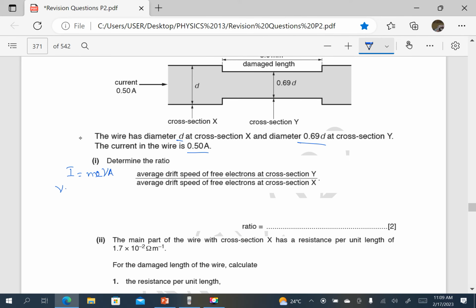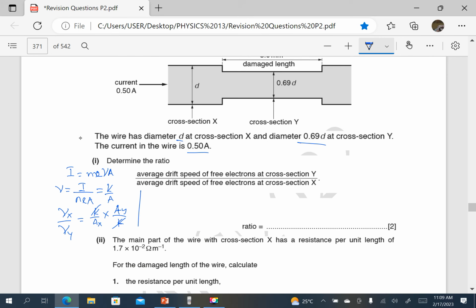That means V is going to be equal to I divided by nEA. Because they're in series, the current is the same. Because n is the same and e is the same, we shall simply say V is equal to a constant divided by A. So we shall say V at X divided by V at Y should be equal to the constant K divided by area of X, times, I get the reciprocal because I'm dividing by that of Y, so it will be times area of Y divided by the same constant. We said I over nE will be the constant. So that constant will always cancel out.